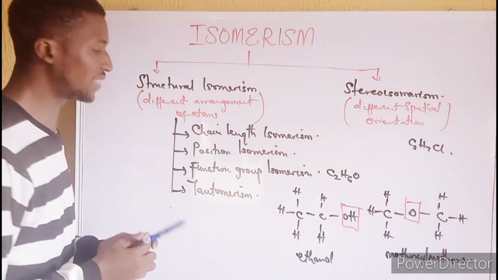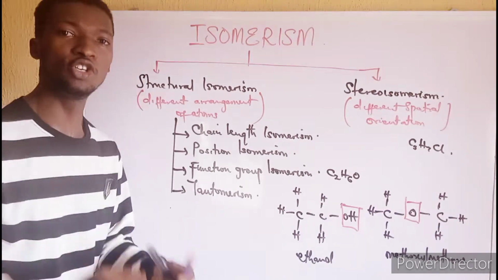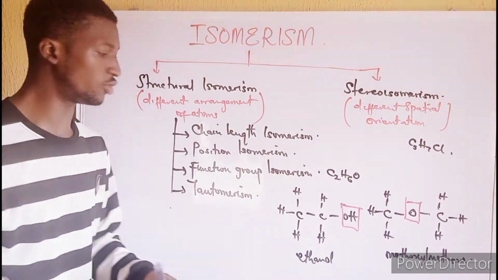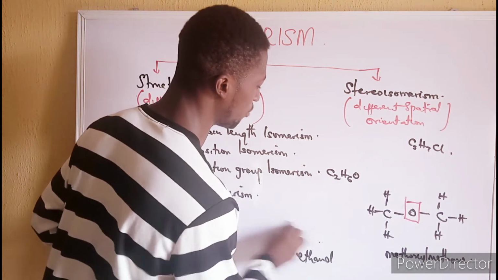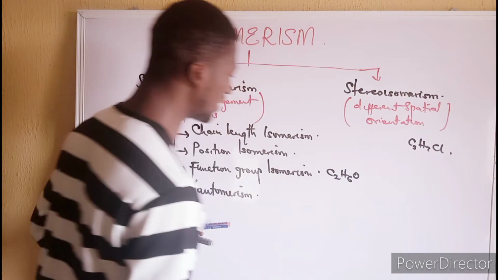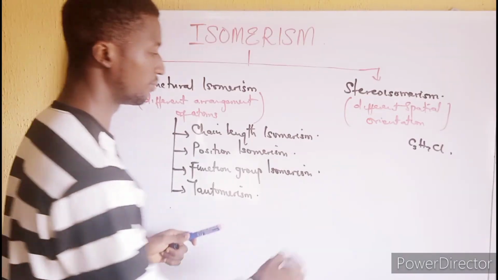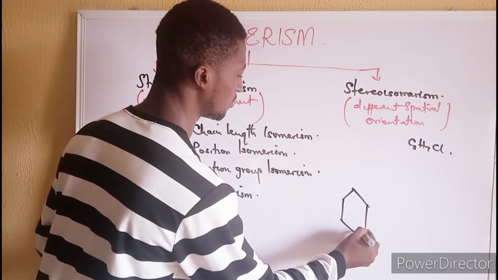When it comes to the case of tautomerizing, it is the scrambling of bonds due to high affinity to pi electrons. So let me quickly show you an example of this. In this case, we're going to use a benzene ring. So here we have something like this.